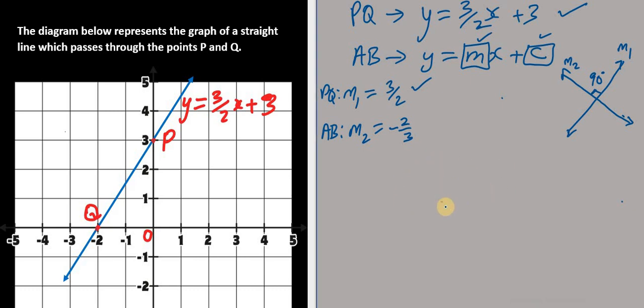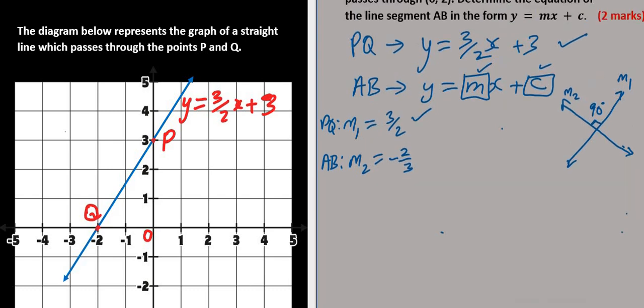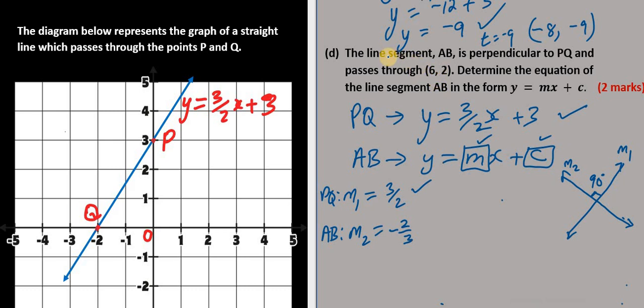All right, so let's carry on. We have what we have so far. We have the gradient of line AB, but we need the what? The y-intercept, that c value there. Okay, so all we got to do, guys, is find a point that passes through line AB. If we get a point that passes through it, we're good. So let's go back here and see if there's a point that it passes through. Yes, it says the line segment AB passes through (6, 2).